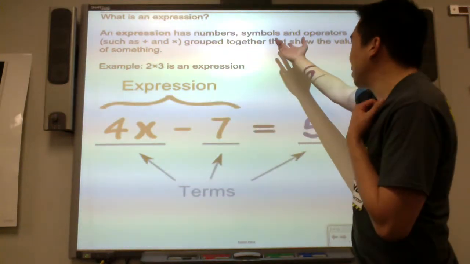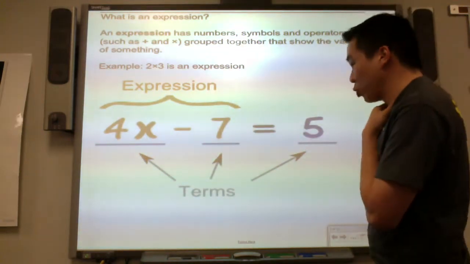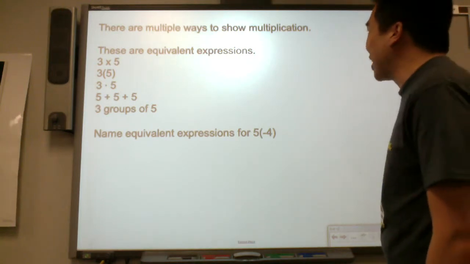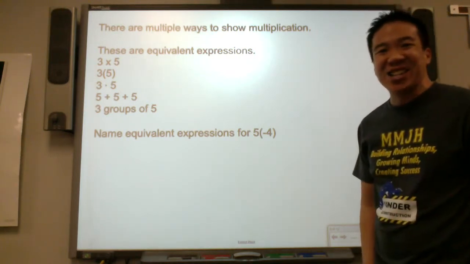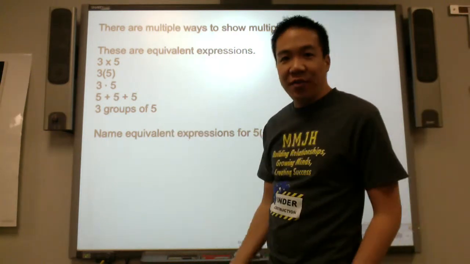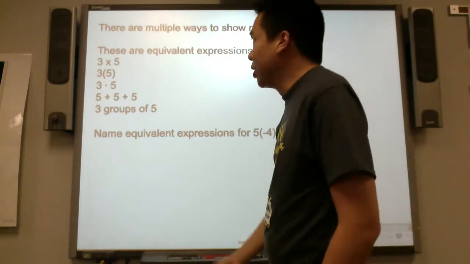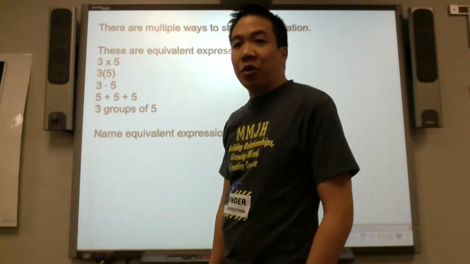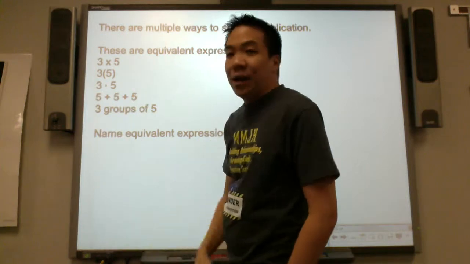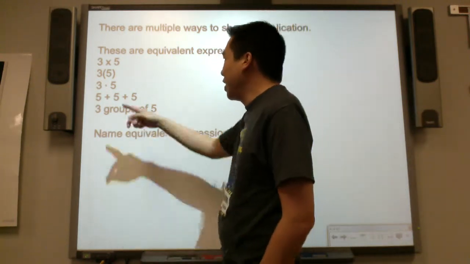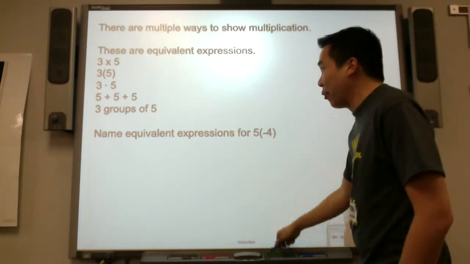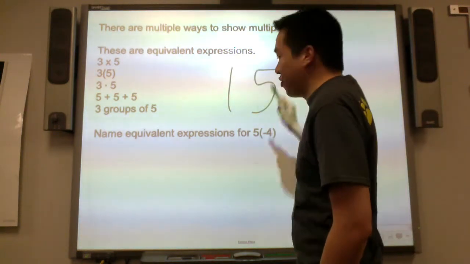So an expression has numbers, symbols, and operations that are grouped together. There are many different ways to show multiplication as an expression. These are several ways. 3 times 5, that's what you learn in elementary school in 3rd grade. 3 with parentheses 5 means 3 groups of 5, which is the same thing. 3 multiplication dot 5, and 5 plus 5 plus 5. All of these mean the same thing. They will all give you the value of 15.